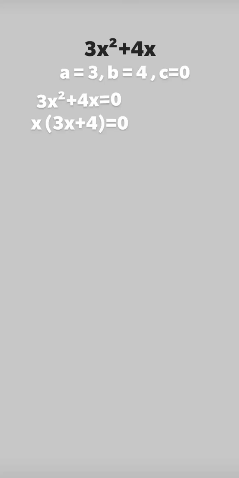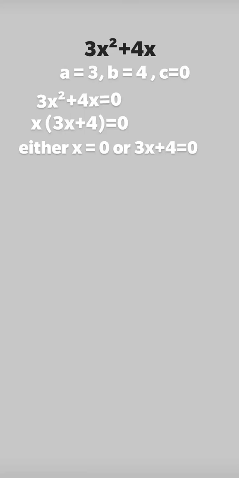Then product of these two, a monomial and binomial, is equal to 0. Therefore, we have either x is equal to 0 or 3x + 4 is equal to 0. Either one of them must be equal to 0, so that the product is 0. x is equal to 0 is one value of variable x.